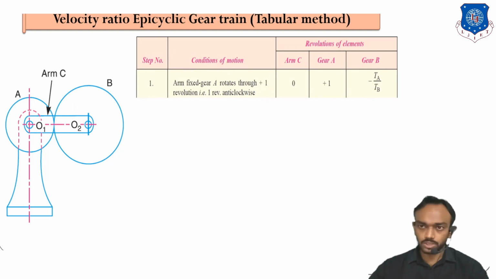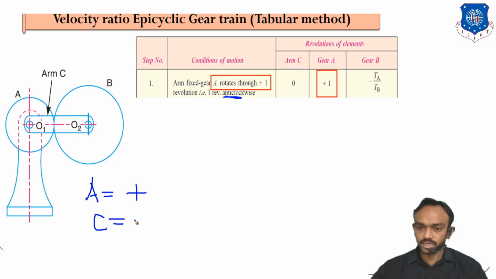In this second row, first of all, the arm is fixed, so the RPM of the arm will be 0. After that we take the second condition: A rotates through +1 revolution. First of all, check this anti-clockwise. We have taken the assumption that anti-clockwise means positive and clockwise is negative. It may change book by book, but the final answer will be the same.